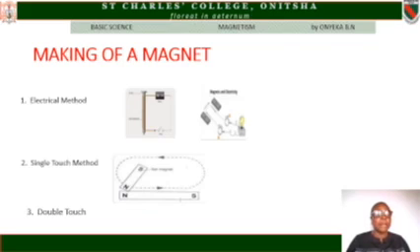Then the second one is by single touch method, where we place a bar magnet on the floor. Then you bring a substance to be turned into a magnet, place it on one end of the bar magnet, and roll it over the bar magnet until the end of the south pole, and remove it. When you remove it, that object has turned into a magnet. But this type of magnet that is made in this form is a temporary magnet.